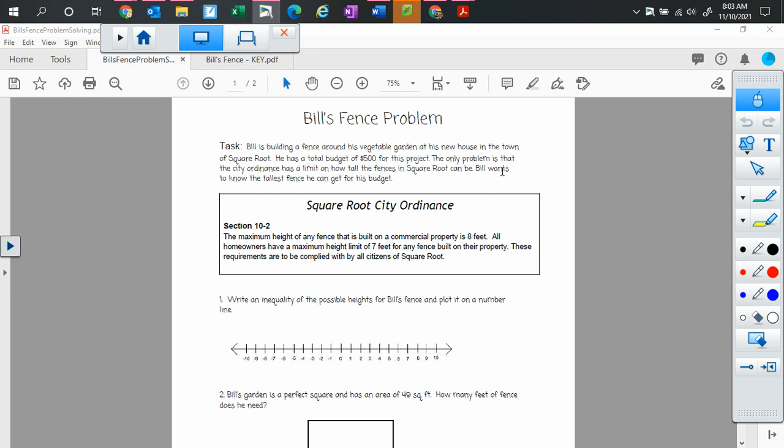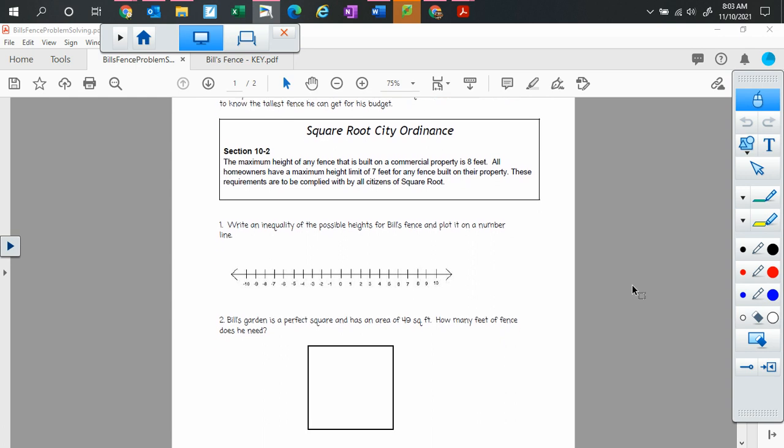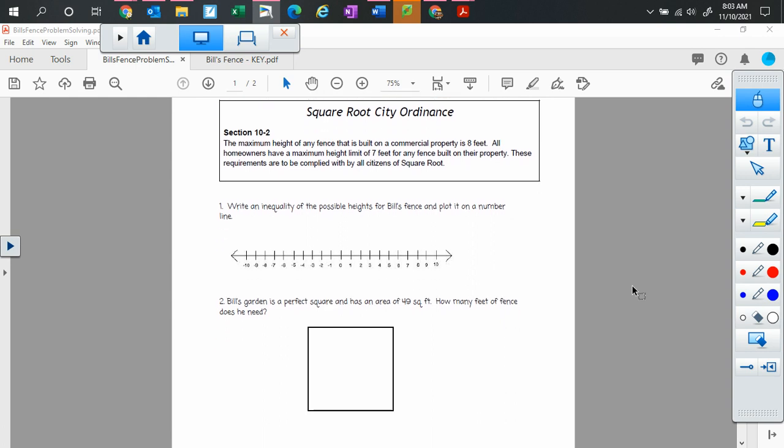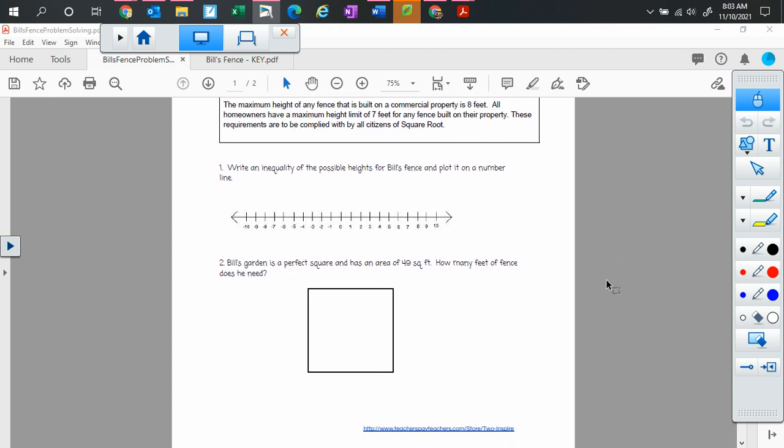So Bill's fence, he's building a new vegetable garden. He has a budget of 500. The city ordinance limits him. So if we look at him, the maximum height of any fence built on commercial property is 8 feet. All homeowners have a maximum height limit of 7, though. So these requirements are to be complied with by all citizens.